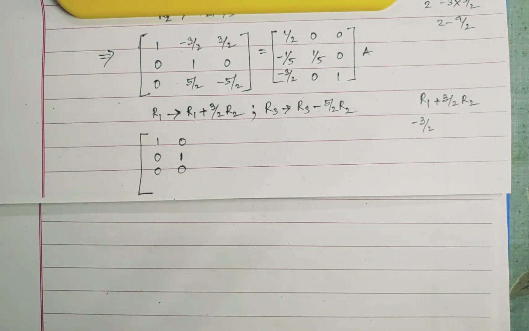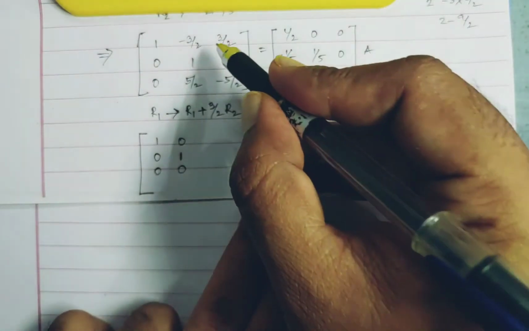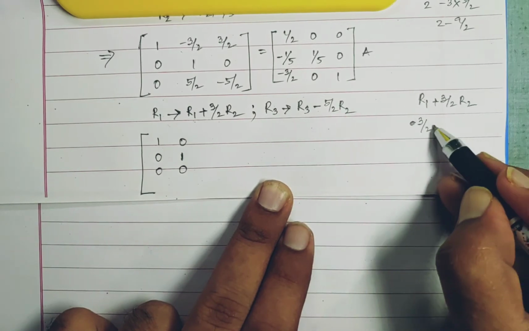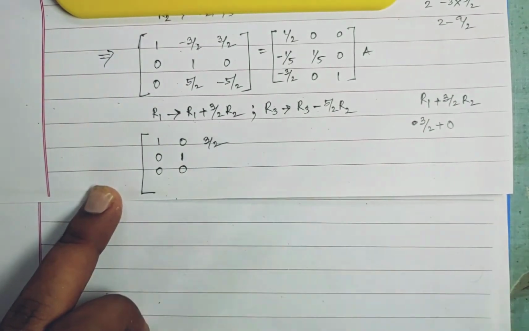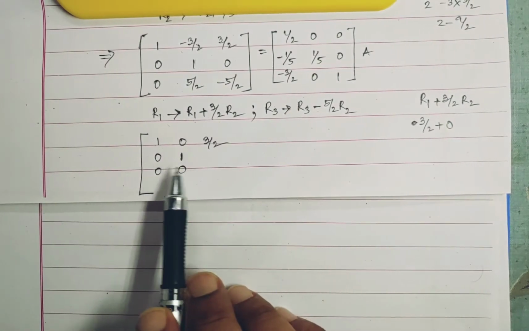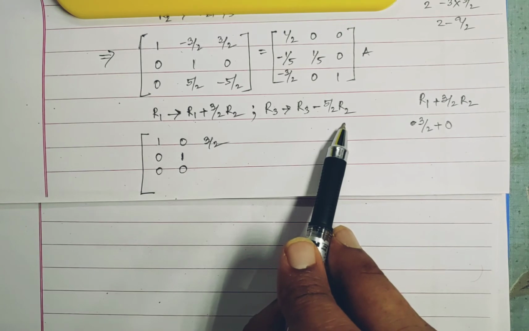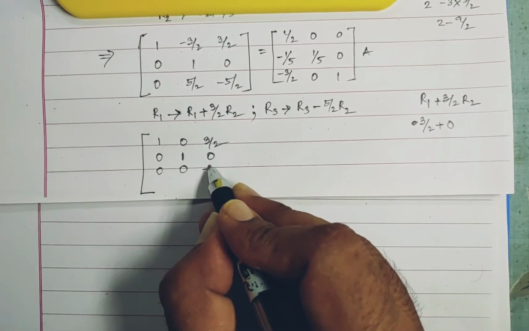Clear? Now the next part is this part we have to change. Now R1 is what? 3 by 2. 3 by 2 plus 0. So it will be same as 3 by 2. Clear? I think this side is easier. Now R3 minus 5 by 2 R2. Now R2 is 0. So it will be 0 minus 5 by 2.